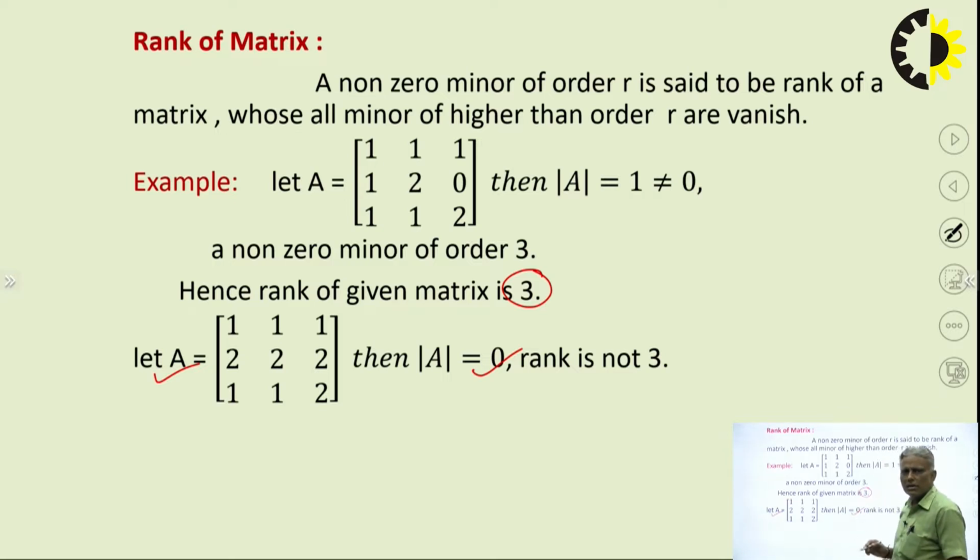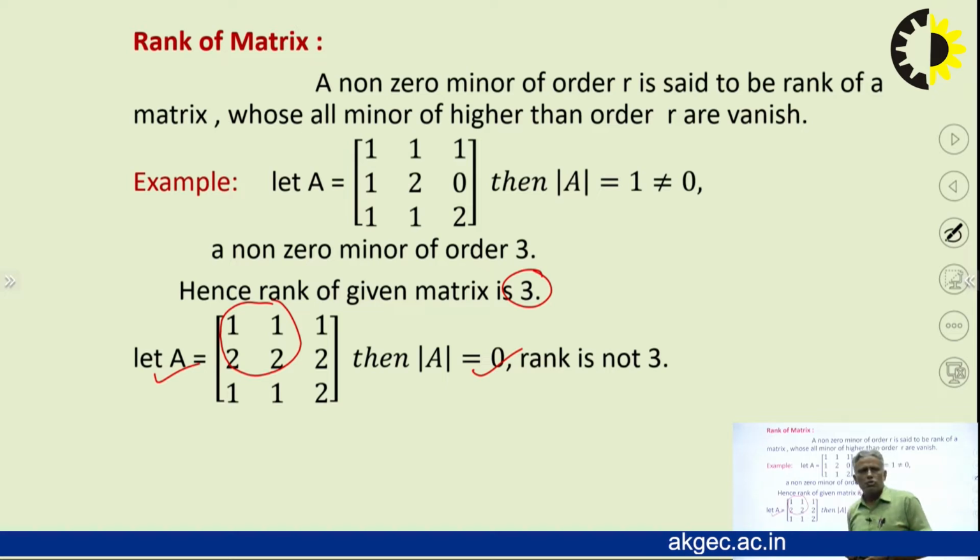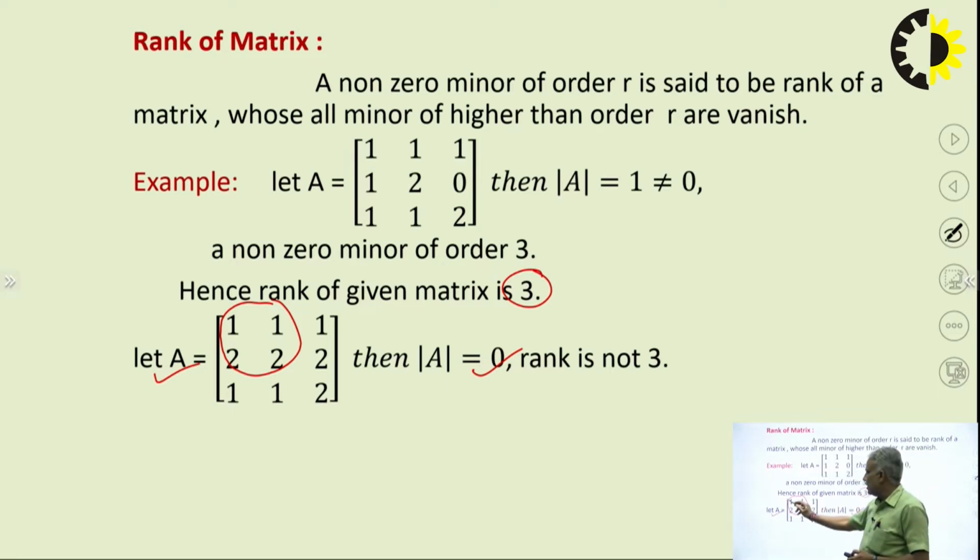So how to calculate? Consider a minor of order 2 by 2. How many minors of 2 by 2 are there here? First of all, see very carefully. This is the first minor of order 2 by 2 and the determinant of this minor will be 0: 2 2 is 2, 1 2 is 2, and 2 1 is 2, that means 0. And this is another minor of order 2 by 2, 2 2 is 4 minus 2. So this is a non-zero minor and this is a zero minor.